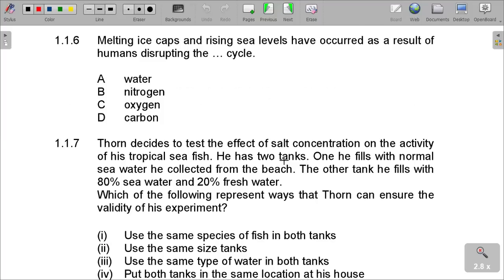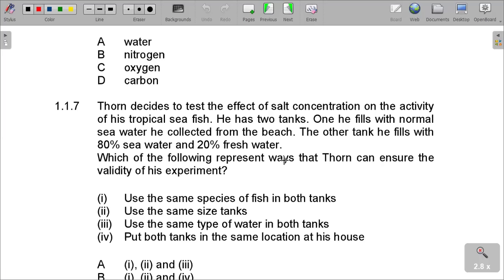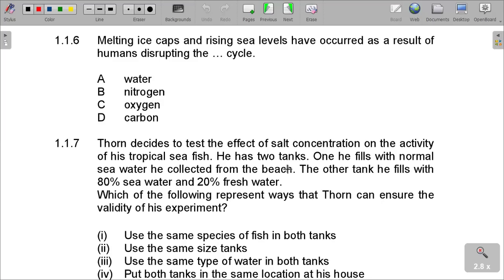Melting ice caps and rising sea levels have occurred as a result of humans disrupting the dash cycle. Melting ice caps and rising sea levels have occurred as a result of humans disrupting the dash cycle. Which cycle has been disrupted by people, which has resulted in the melting of ice caps and the rising of the sea level? The sea level rises because the ice is melting and draining into the sea. What is the cause of that?